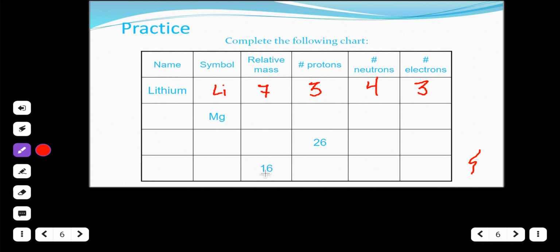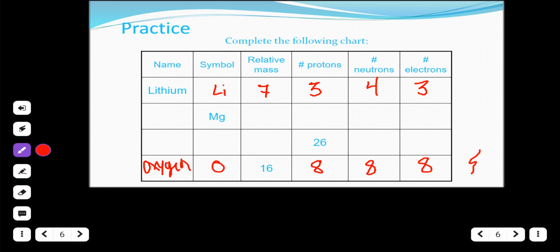The next one we'll take a look at is the very bottom one. It tells me that the relative mass is 16. And if you look on your periodic table for all of the different average atomic mass numbers, the one that is closest is 15.99, which is oxygen. So I'm going to write oxygen in here. I'll note that the symbol is O. I'll note that the amount of protons is 8, since the atomic number of oxygen is 8. The mass is 16, therefore there must be 8 additional neutrons in the nucleus. And if this is neutral oxygen, there are also 8 electrons.